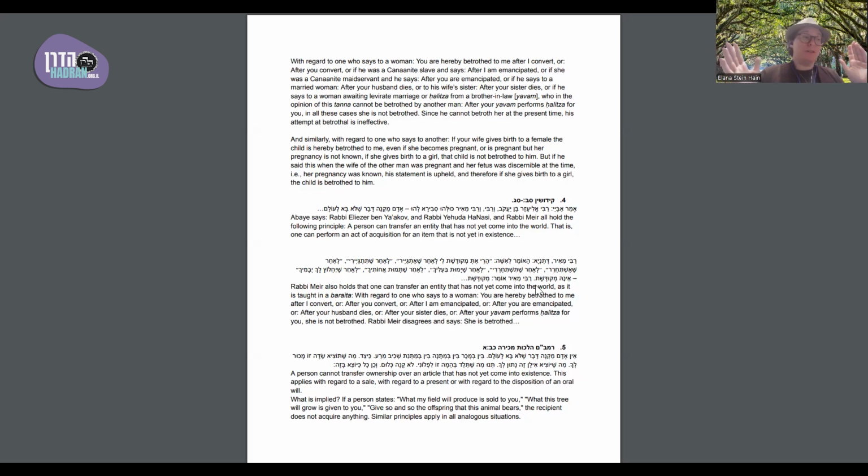So two things are interesting about this. One, we're expanding our understanding of what is a situation of davar shelo ba le'olam. It's not just if the acquirer doesn't exist out in the world yet. It's not just if the item doesn't exist. It's also if a condition for the transaction doesn't yet exist, such as you are betrothed to me when I will convert to Judaism. That is also davar shelo ba le'olam. And the second thing that's interesting about this is it seems like there may be a machloket Tanaim here over whether you can be makne davar shelo ba le'olam. It sounds like there are a few Tanaim, Rabbi Eliezer ben Yaakov, Rebbe, and Rabbi Meir, who all think that you actually can. But halakha, you can't.